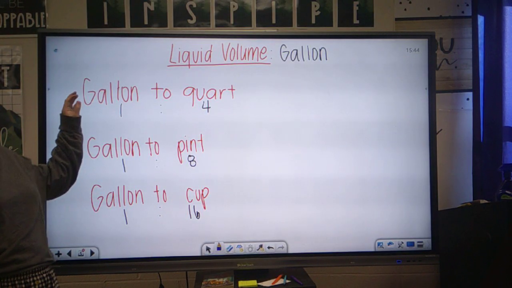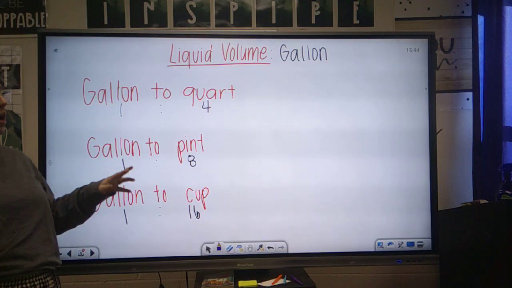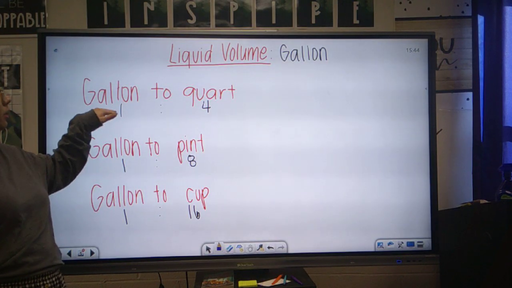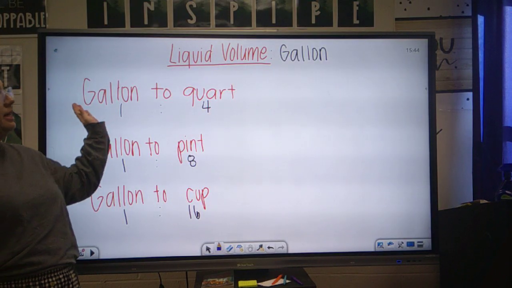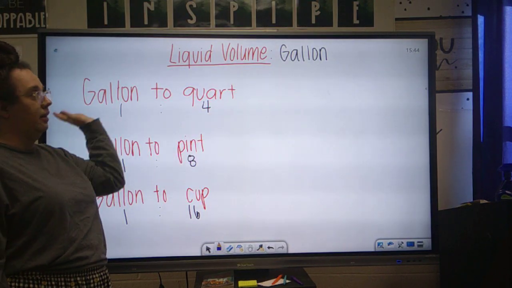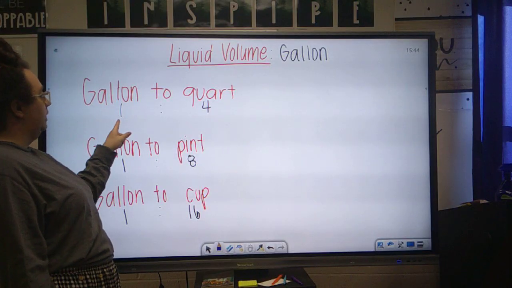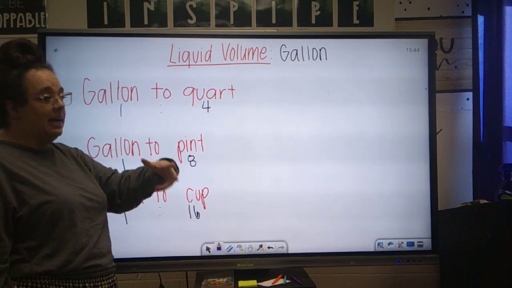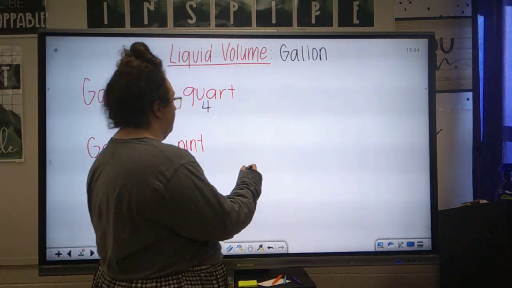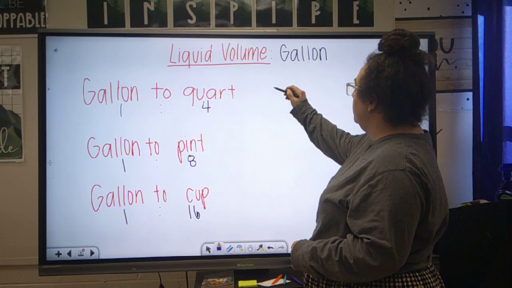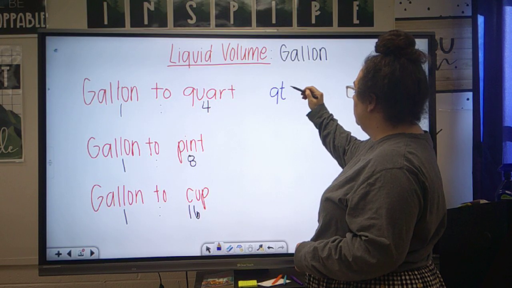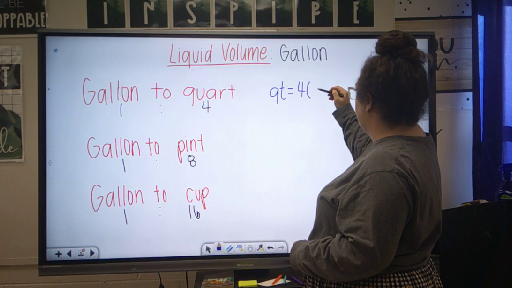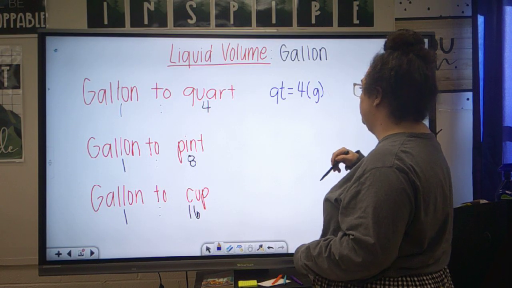So there are 3 different smaller units that you can convert a gallon into. And the first one we're going to look at is a quart. So a quart is the next largest, so gallon and then quart. So 1 gallon is equal to 4 quarts. So whenever I write this as an equation, I would say quarts is equal to 4 times a gallon, right?